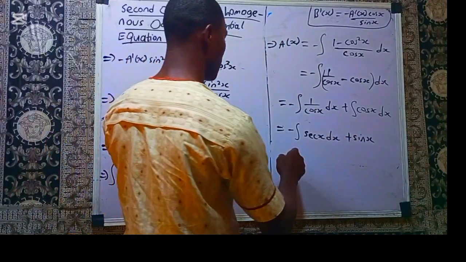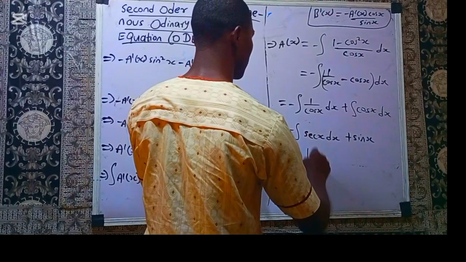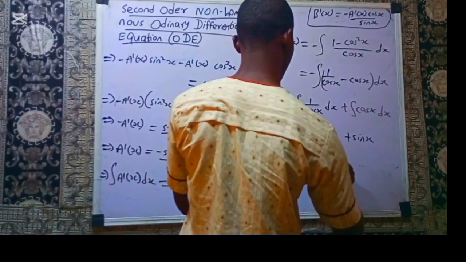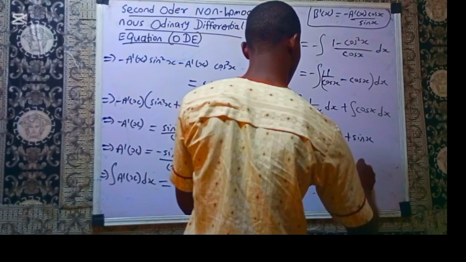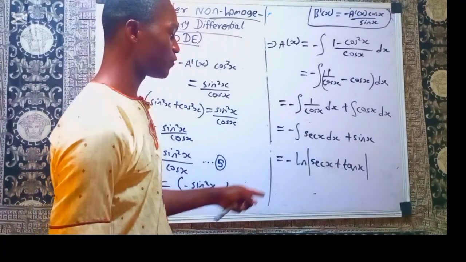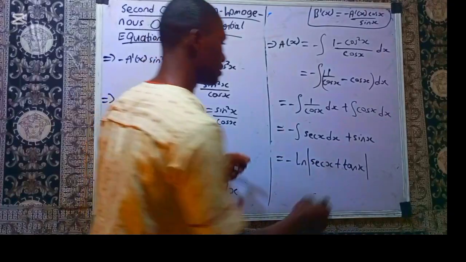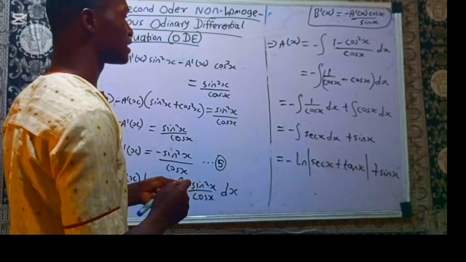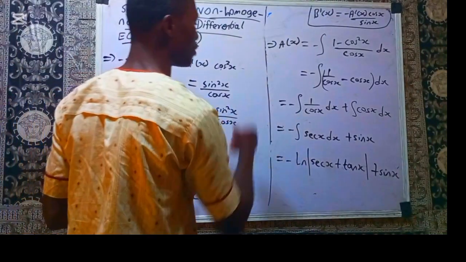So what is the integral of sec? This is equal to negative integral of sec, which is ln of absolute value of sec x plus tan x. So the integral of sec is the same as ln of absolute value of sec x plus tan x. Then I have plus sine x. So this is my a of x. I've got my a of x.